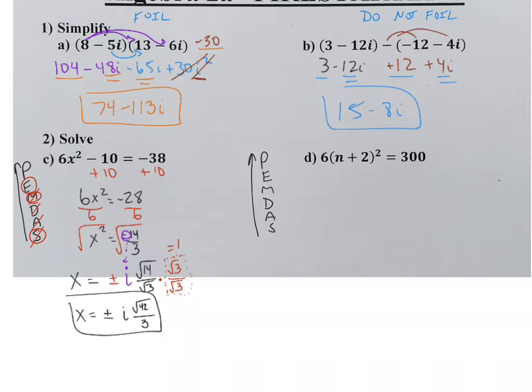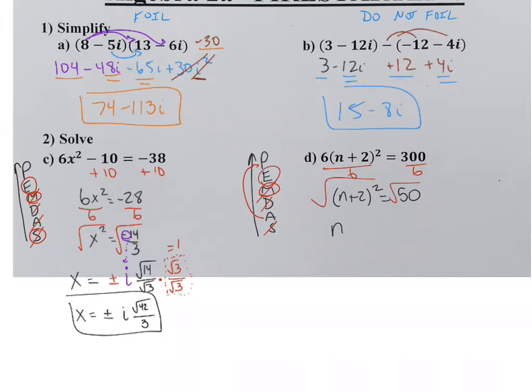So I look through my problem. The addition is actually in the parentheses, so there is not addition yet. There is no subtraction. No division. There's multiplication. That's why the first thing I had to do is divide both sides by 6. So now I end up with n plus 2 squared equals 50. Now the addition is still in the parentheses. There is no multiplication. How do I get rid of an exponent? I square root both sides.